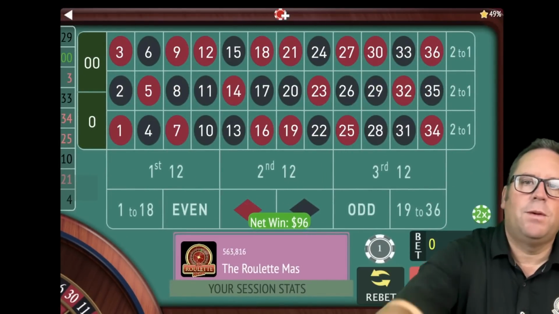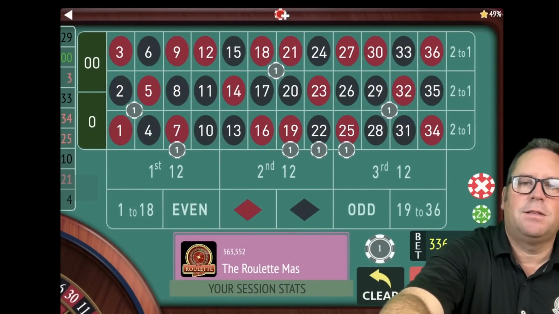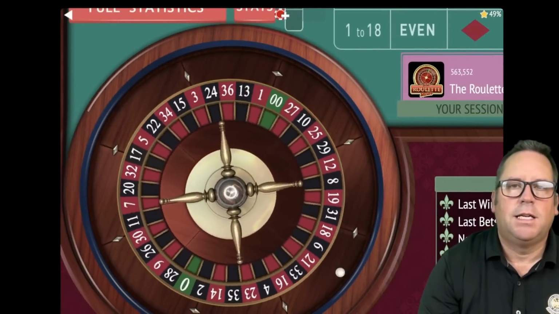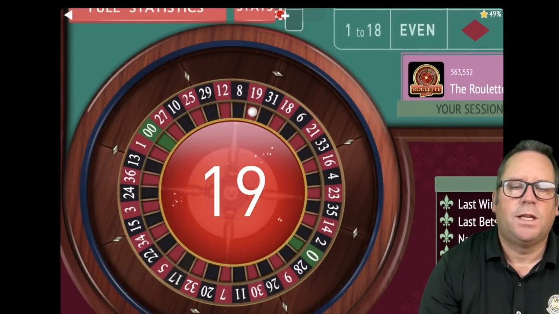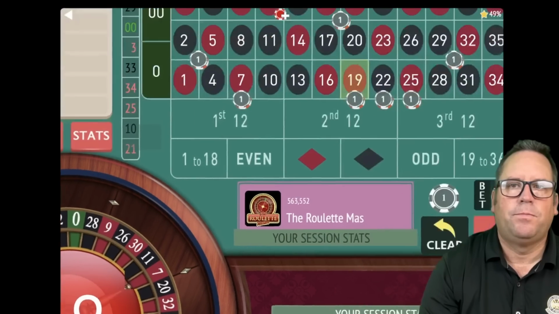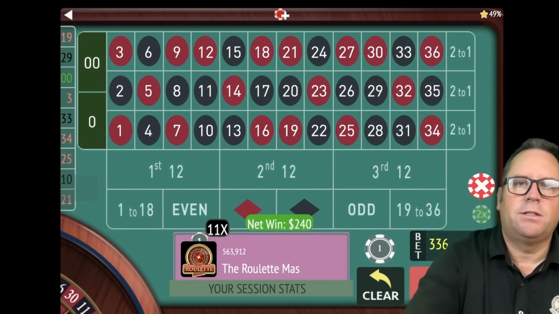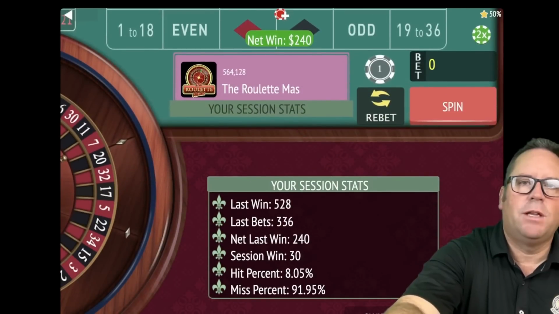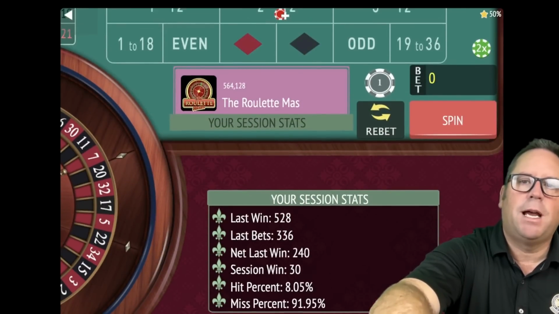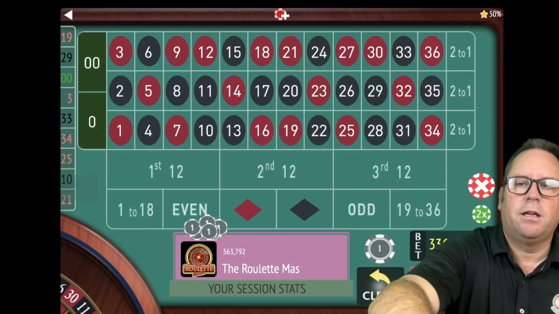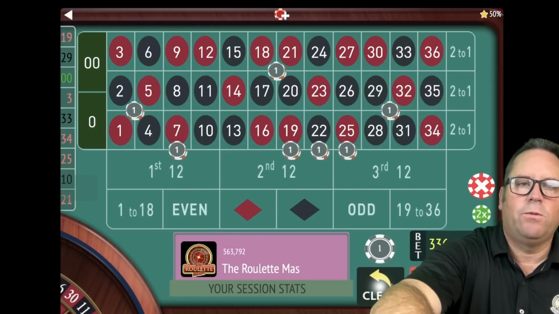Okay, now we got the win, but we did not hit a street, so we keep the bet the same. No more bets. And here we go. That's a 19 red. And we hit a street, so we restart. Now you see we're only up $30, and if you hit a street and you're not in session profit, it doesn't matter. You restart, and let's go back to where we started at 21.